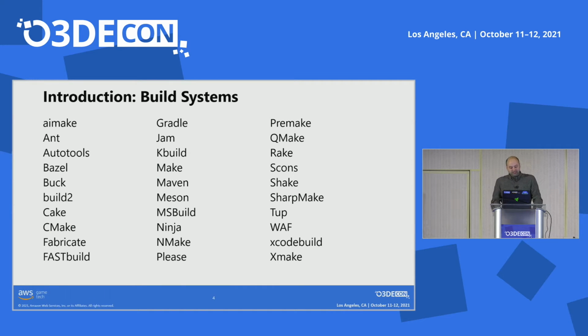And there are a lot of build systems out there. So this is a list. I'm probably missing half of them or more. So how do we choose a build system that fits what we want to try to achieve for O3DE and for our customers, to provide a better build experience and basically to improve the build process?